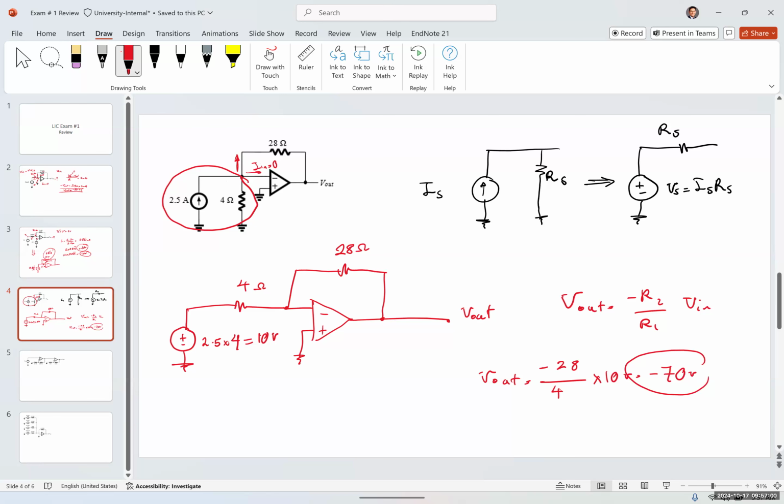So in theory, this is possible, but in real life, op amps are usually limited to 30 volts max. So this is actually going to go into saturation. Depending on the supply rail voltage, if it's like 16 volts, the maximum voltage that you can get for this is negative 16 volts. If it's 30 volts, it's negative 30. But in theory, you can have negative 70 volts.